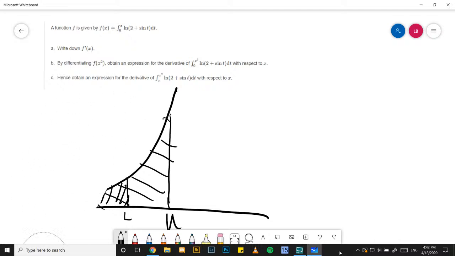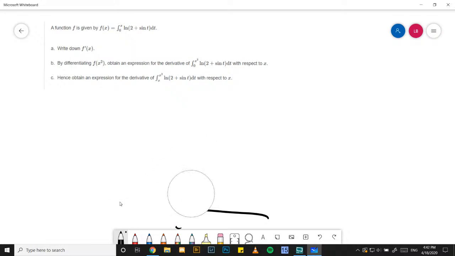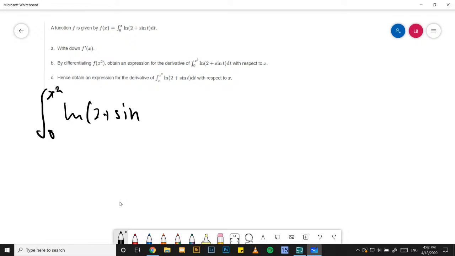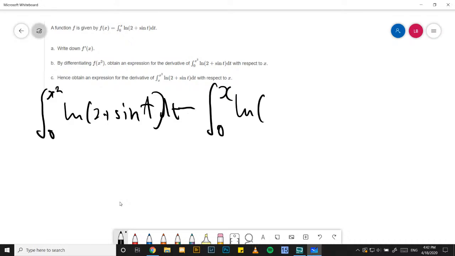So again, you do the exact same thing over here. You do the integral from 0 to x squared of ln 2 plus sine t dt, minus the integral from 0 to x of ln 2 plus sine t dt. And that's what this integral is the same thing as.